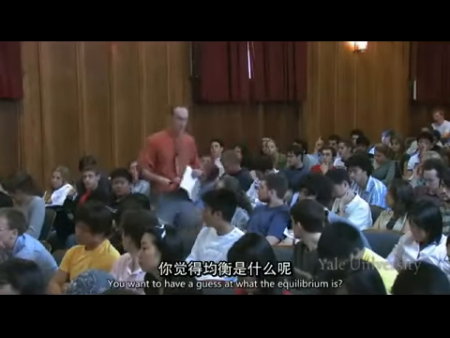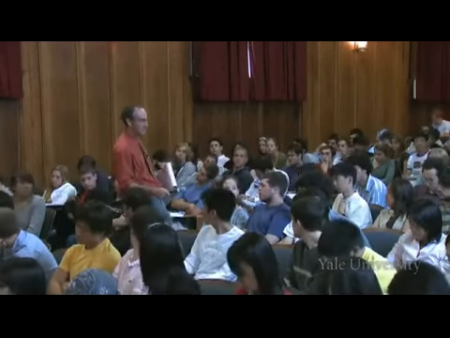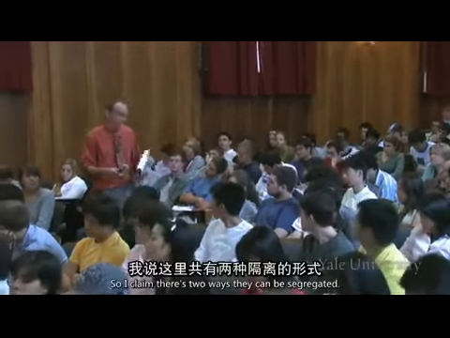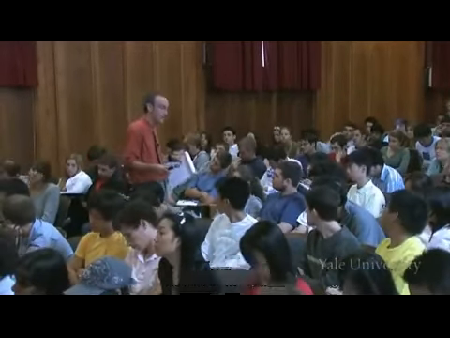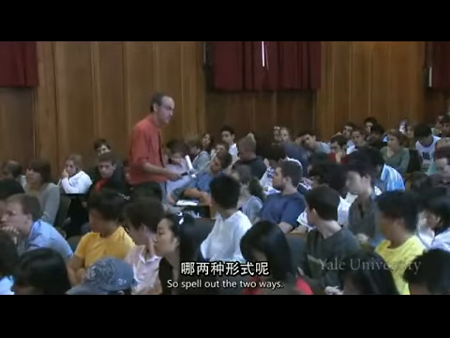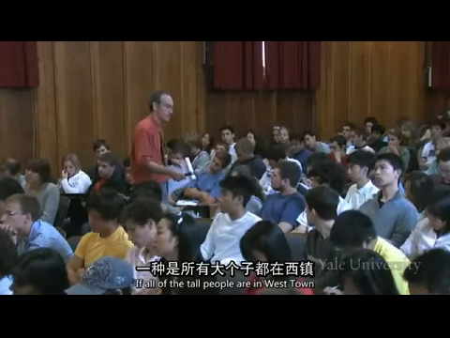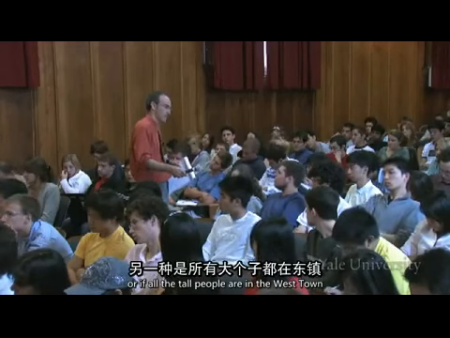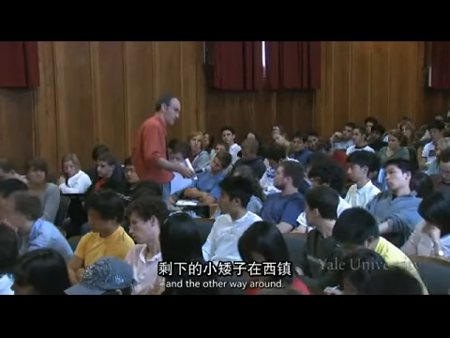How about the gentleman here? You want to have a guess at what an equilibrium is? Everyone being segregated. Let's be a bit more precise. I claim there are 2 ways they can be segregated. So spell out the 2 ways. If all of the tall people are in West Town and all the short people are in East Town, or if all the tall people are in West Town and... Good.